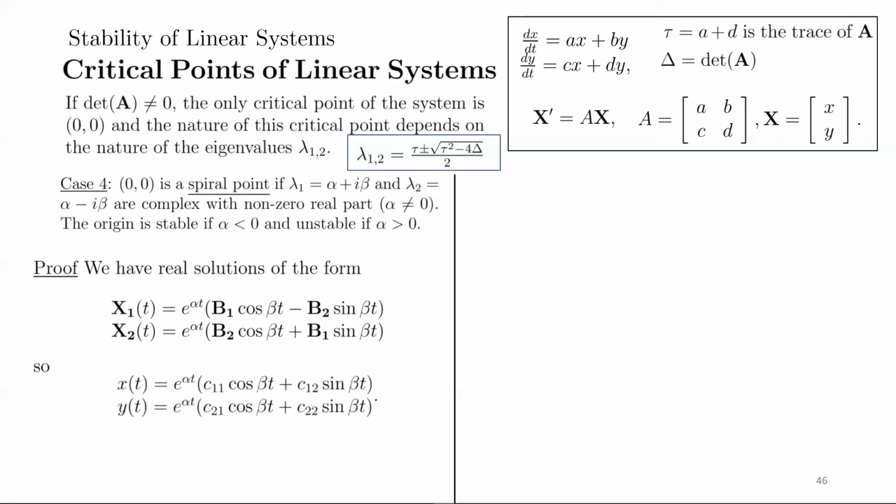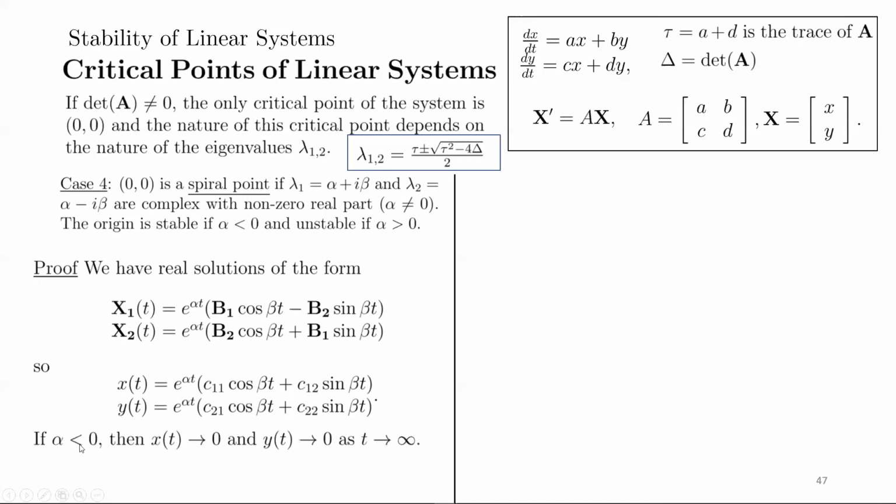So I can write down the solutions in terms of x and y. We have e to the alpha t times some constant times cosine plus some constants times sine. Remember that cosine and sine can never be larger than 1 or less than -1. So the terms in brackets are bounded by plus or minus the constants. But these constants are finite, so they're never going to infinity. So really the long-term behavior as t goes to infinity is determined by the exponential terms out front.